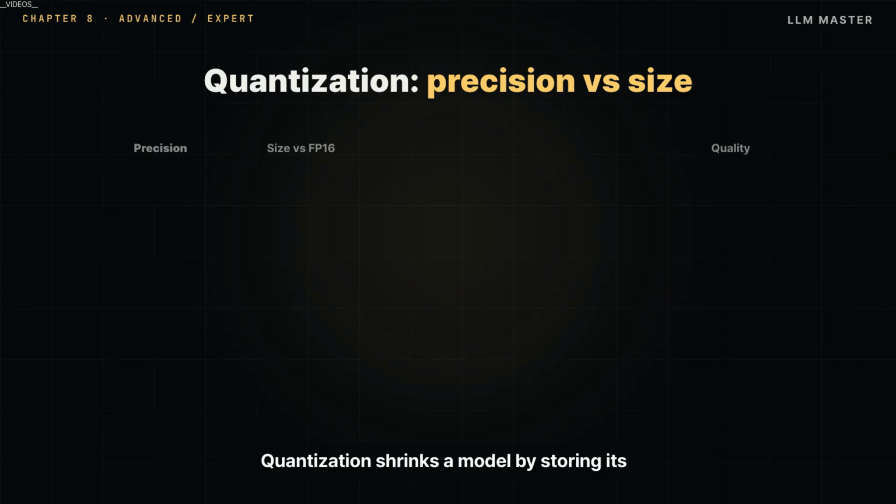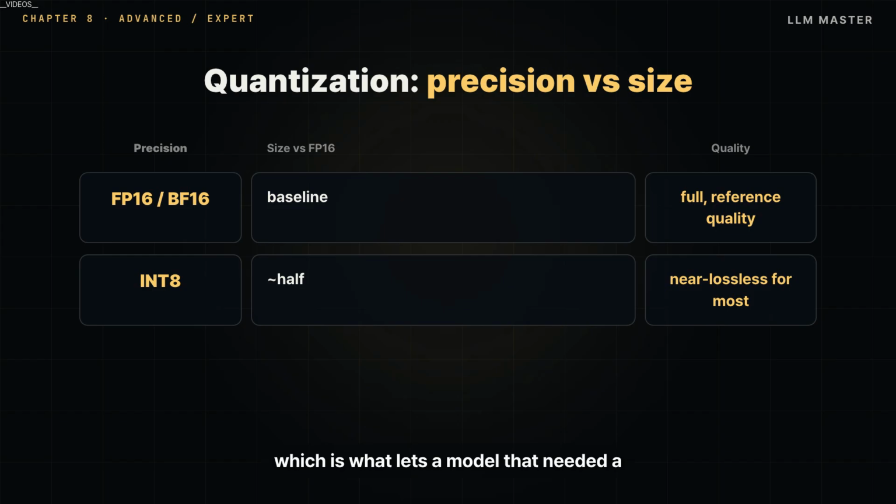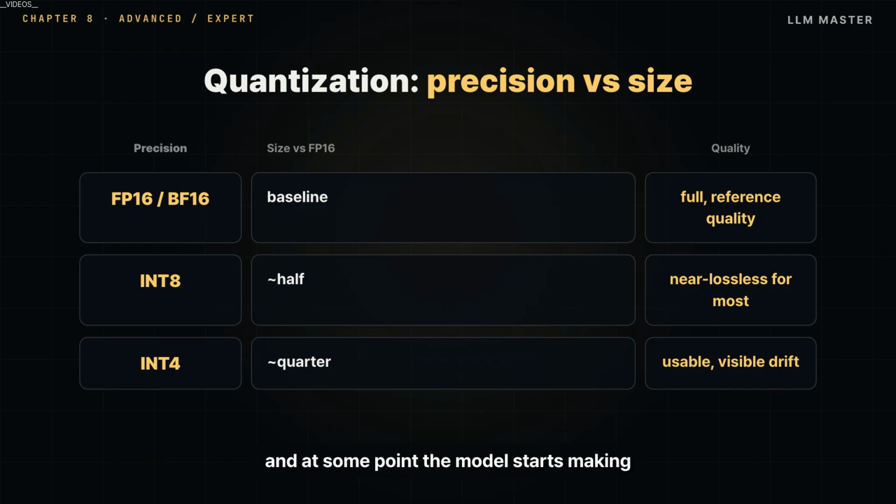Quantization shrinks a model by storing its weights in fewer bits. A model trained in 16-bit floating point can often run in 8-bit integers with quality you'd struggle to tell apart, and at roughly half the memory. Push to 4-bit and you're at about a quarter of the original footprint, which is what lets a model that needed a data center GPU suddenly fit on a single consumer card. But precision isn't free. Every bit you drop is resolution you take away from each weight, and at some point the model starts making mistakes it didn't before. 8-bit is usually near lossless.